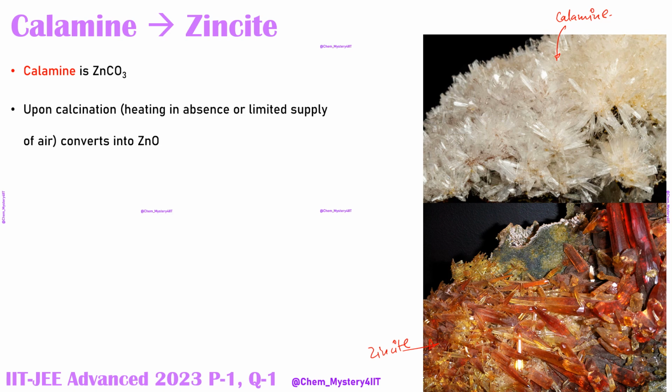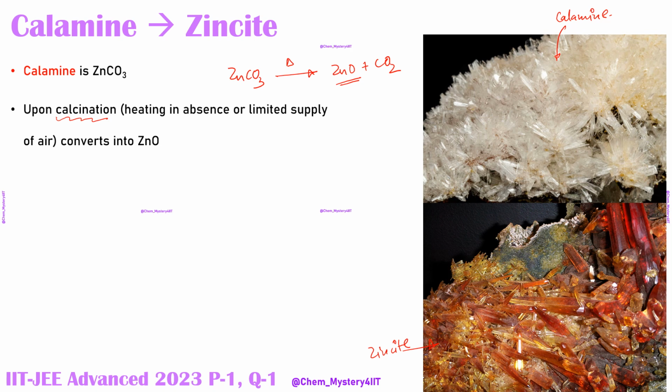If you do the calcination process, calcination is basically heating in absence or very limited supply of air. Thermal decomposition of zinc carbonate gives you ZnO plus CO2. That's a chemical change we might have seen already a number of times. ZnCO3 is like calcium carbonate, which upon heating converts into ZnO plus CO2. This zinc oxide, what is left, is the processed ore. Now for the processed ore, we have never been using the term zincite.